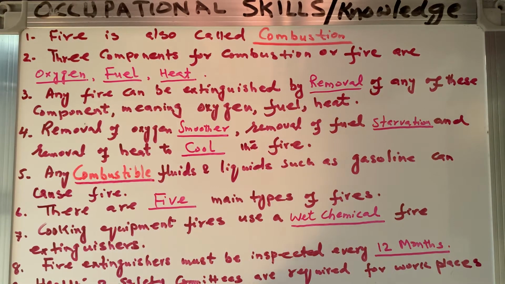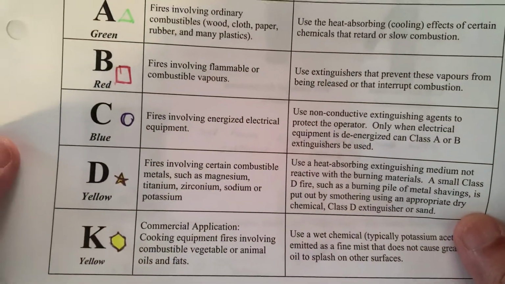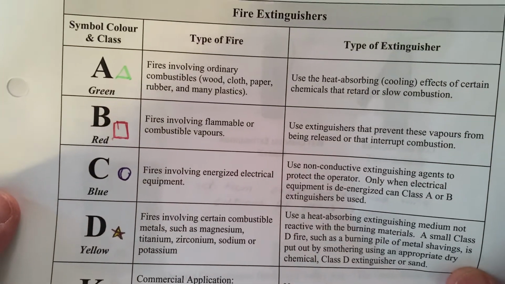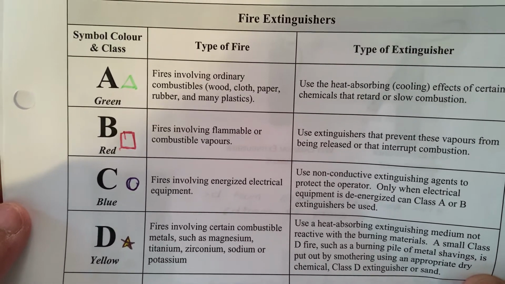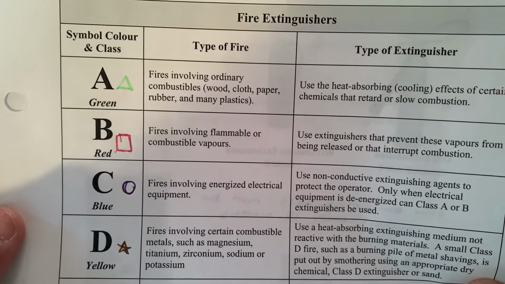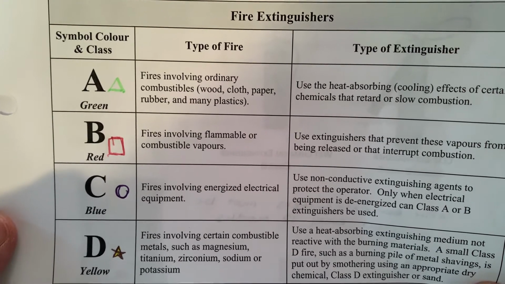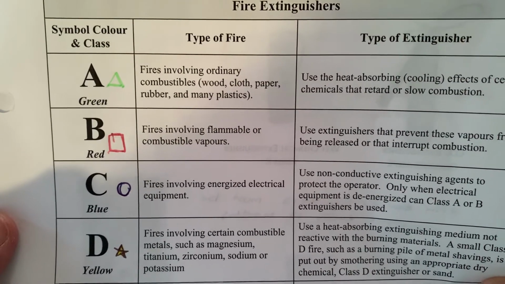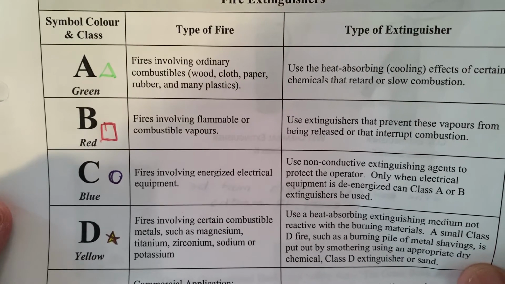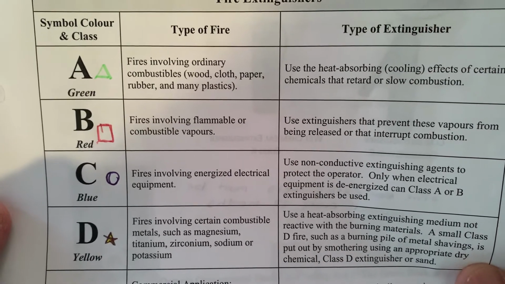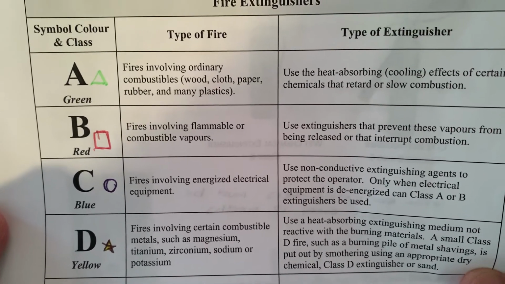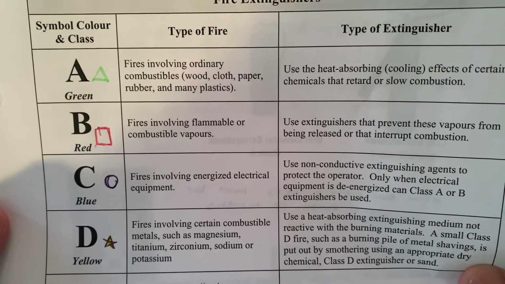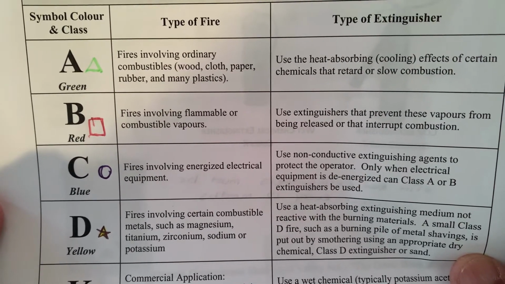I can also give you a chart so that you know the 5 types of fire and their classes. First is A: green, and the symbol is a triangle. This is fires involving ordinary combustibles: wood, cloth, paper, rubber, and many plastics. B is a red square. You can see this on the fire extinguisher. B involves fires involving flammable or combustible liquids and vapor.